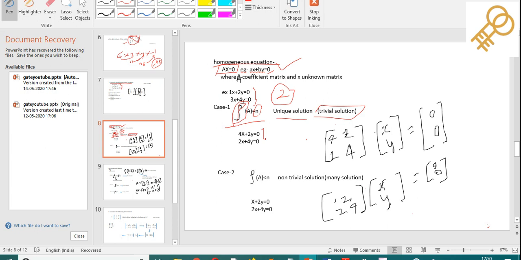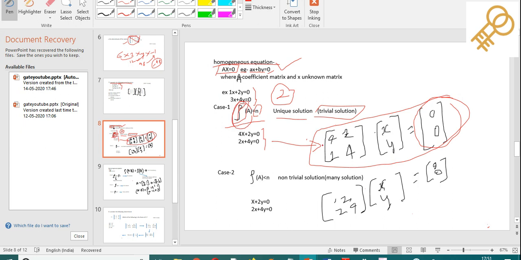For example, suppose you have two equations, 4x plus 2y is equal to 0, 2x plus 4y is equal to 0. First of all, you have to represent this equation in matrix form. So here is the representation of the given equations, that is [4 2; 2 4] into [x; y] is equal to [0; 0]. Now let us start with the left hand side. The left hand side tells us to find the determinant of the matrix A.